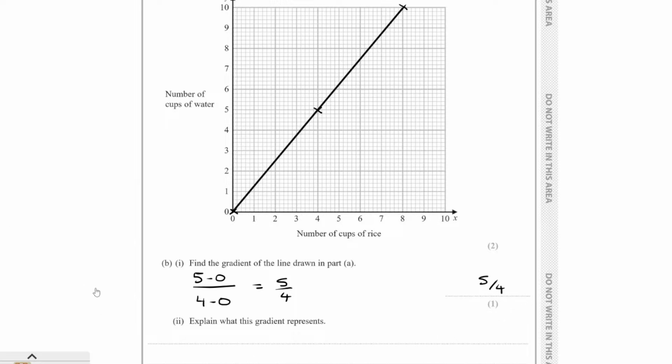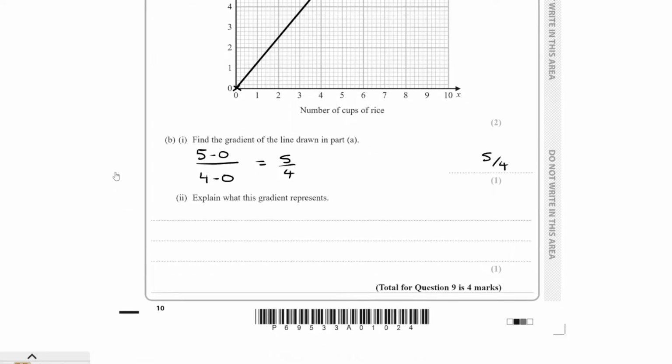And then it says, explain what this gradient represents. Now, this is the one where you have to relate it to the context. So the way that I would write it is, do it always based on the x-axis. So for every cup of rice, that's the x-axis in this case, isn't it? You have to add 5 over 4 cups. Or you can write 1.25. That's the same thing, isn't it?